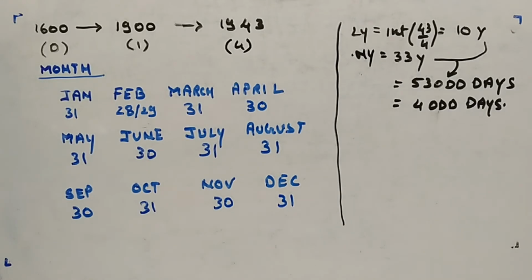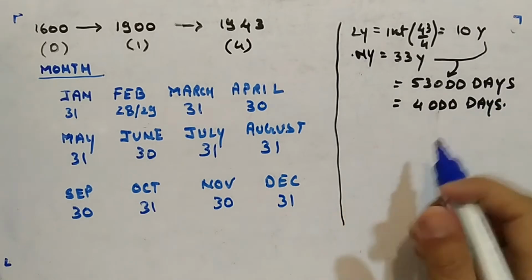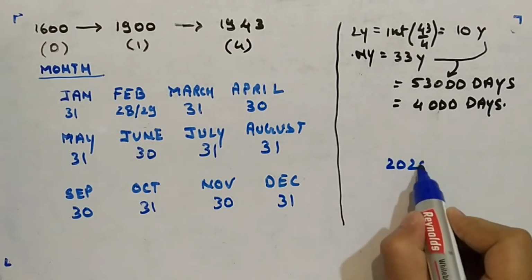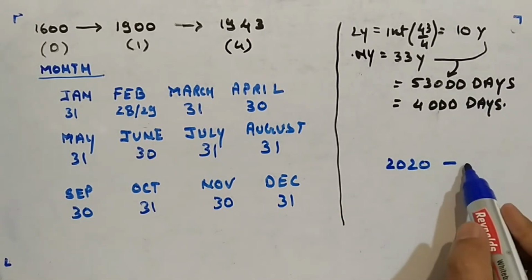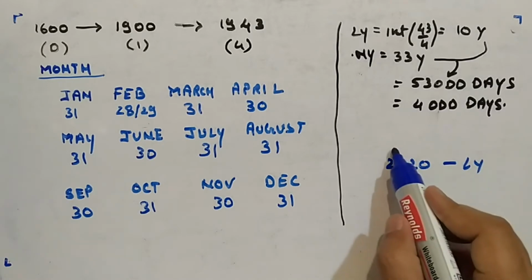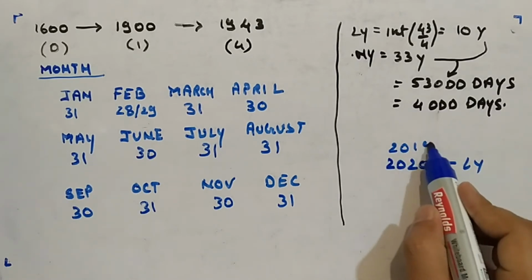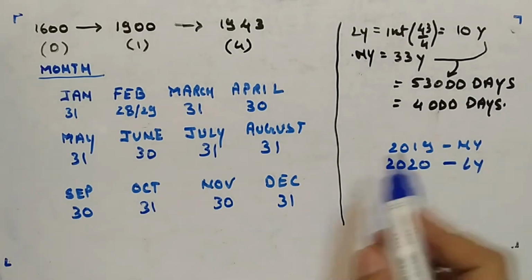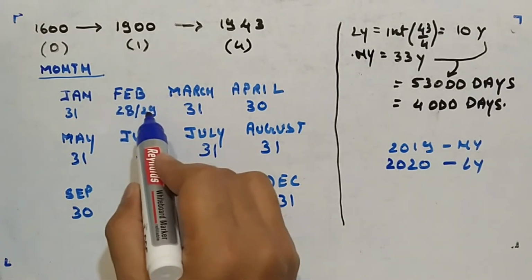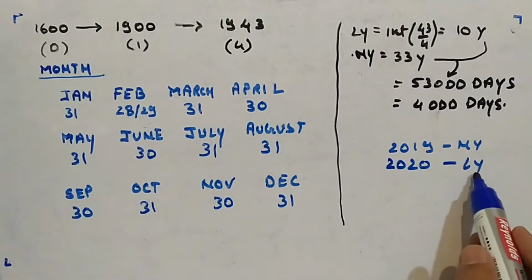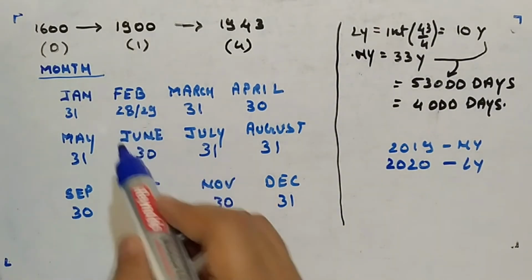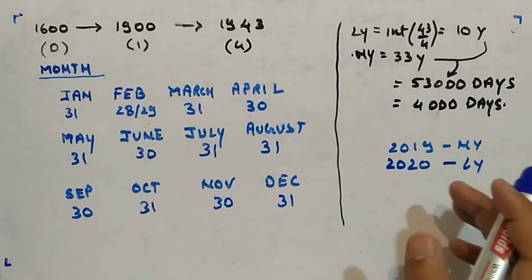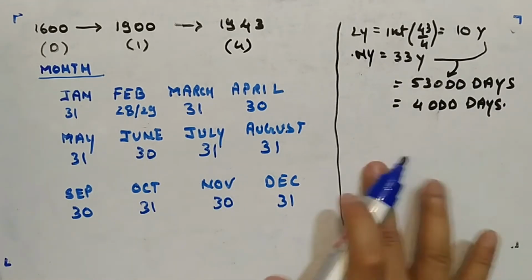I'll give you an example. Let's say 2020 was a leap year and 2019 was a normal year. In a normal year you count 28 days in February, but in 2020 you had to count 29 as well. So in total 366 days were there.